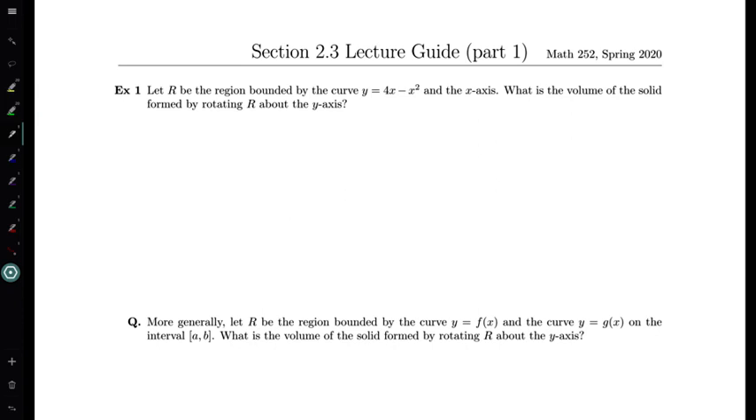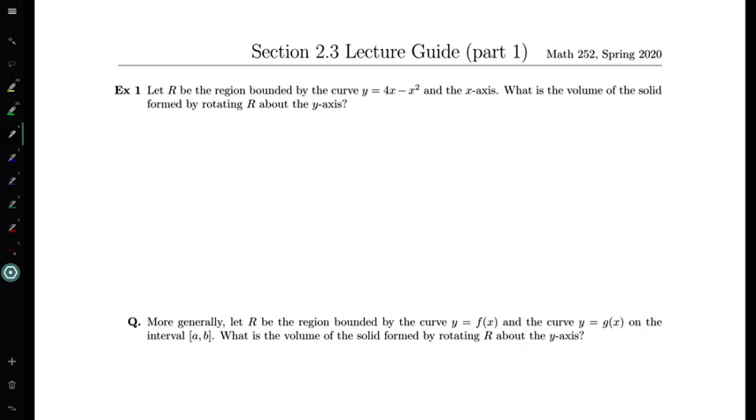Rather, we're going to be looking at these solids as if they have sort of layers, kind of like an onion. And so let's maybe take a look at first why the method of slicing isn't going to be very helpful for some of these problems, and then we'll take a look at what sort of strategies can be helpful for solving volumes of some of these solids of revolution.